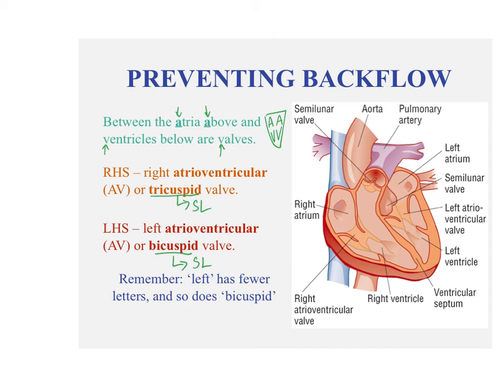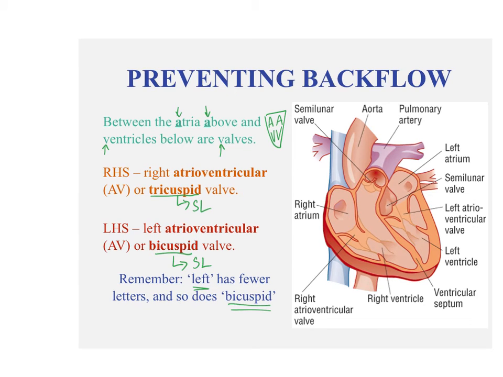And the way that I remember it, if you can't remember tricuspid and bicuspid, which way they should be used, the word left has got fewer letters in it than right, and bicuspid has fewer letters in it than tricuspid. So the longer two words, right and tricuspid valve, go together, and the shorter words, left and bicuspid valve, also go together. Now, this is going to be important next lesson, not so much now.